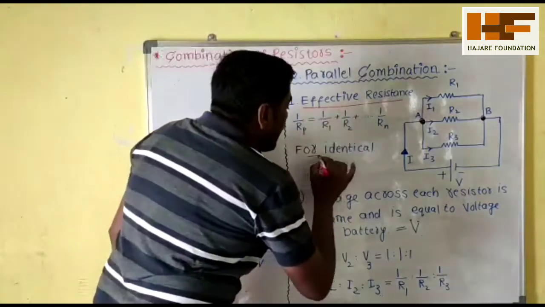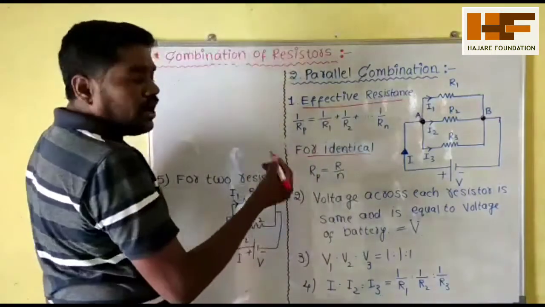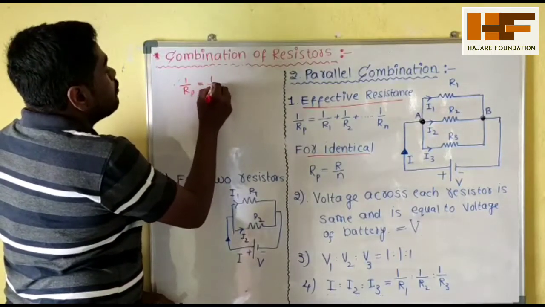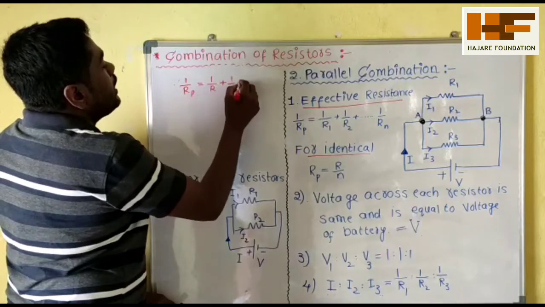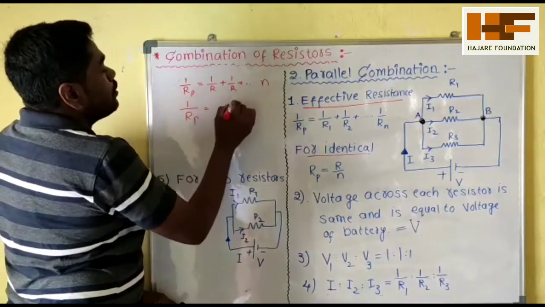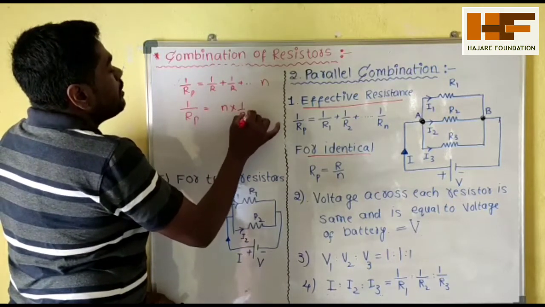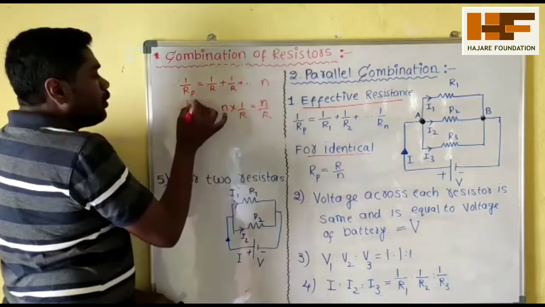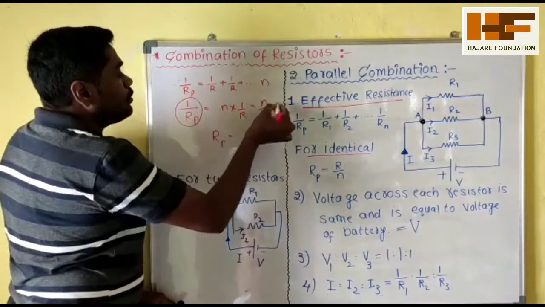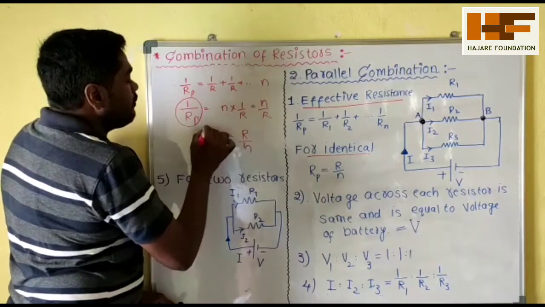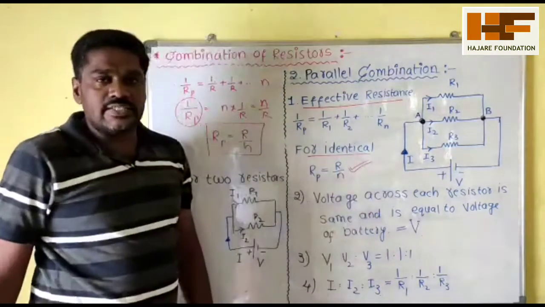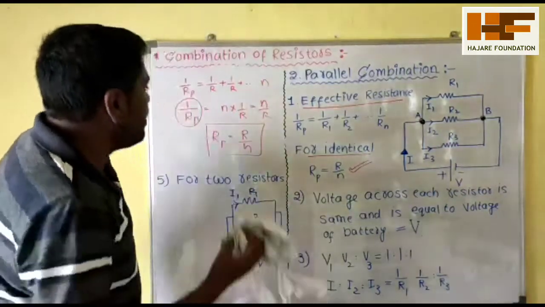Next, for identical resistances. What is identical resistance? All are having the same resistance R. So now 1 by Rp is equal to 1 by R plus 1 by R, and so on, N times. What will you get now? 1 by Rp is equal to N into 1 by R, that becomes N by R. But what we want is Rp, not 1 by Rp. Therefore, take the reverse: Rp is equal to R by N. This is the formula for N identical resistances connected in the parallel combination.